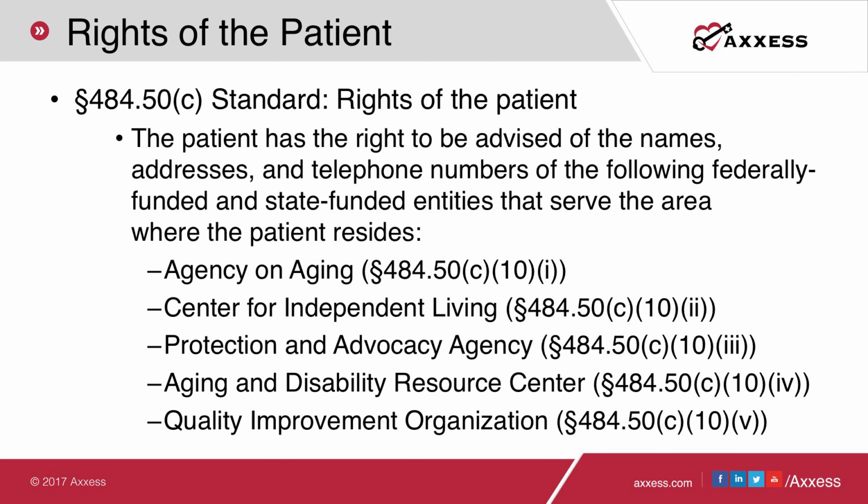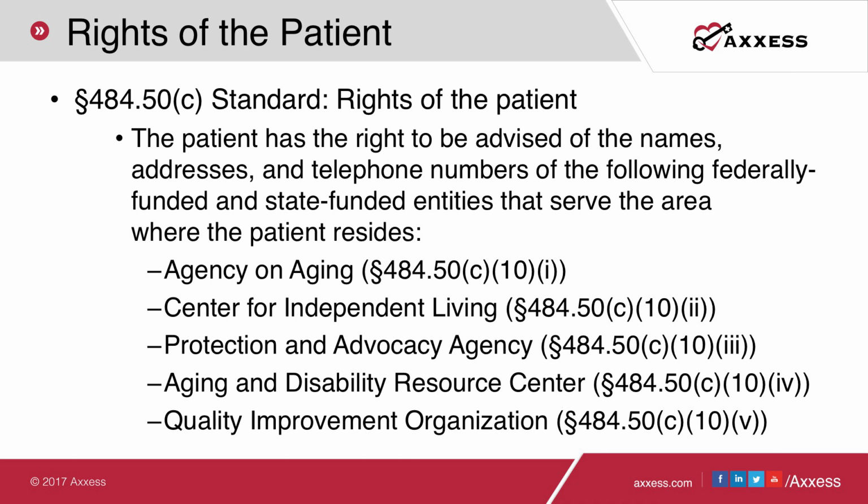This is a new standard that we see on this screen. This has to do with rights of the patient as well. The patient has the right to be advised of the names, addresses, and telephone numbers of the following federally funded and state-funded entities that serve the area where the patient resides. I found these pretty easily by just doing a search on the internet. You'll need to look and see if there are state and federal entities for each of these. But the Agency on Aging, there's a directory on the federal site at hhs.gov, but you'll also need to look at your state. I know here in Texas, we also have a state agency on aging. So you'll need to do some research for each of these.